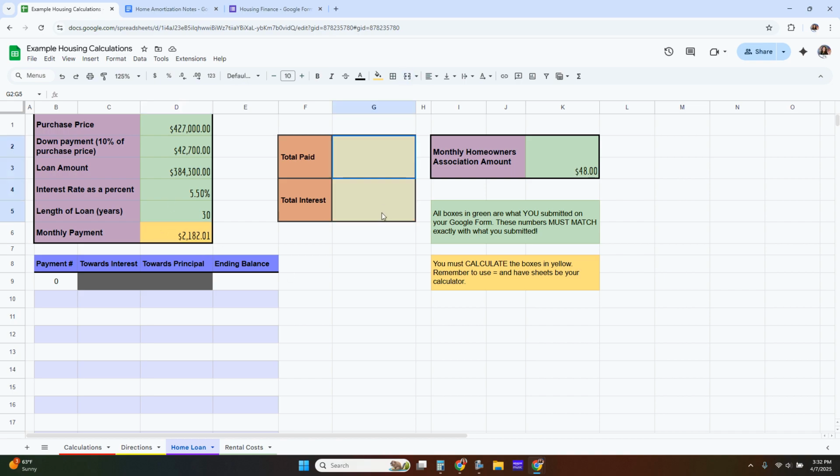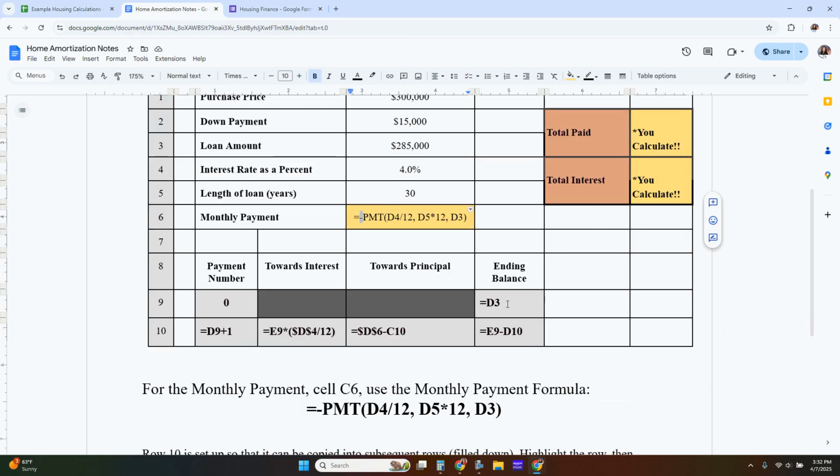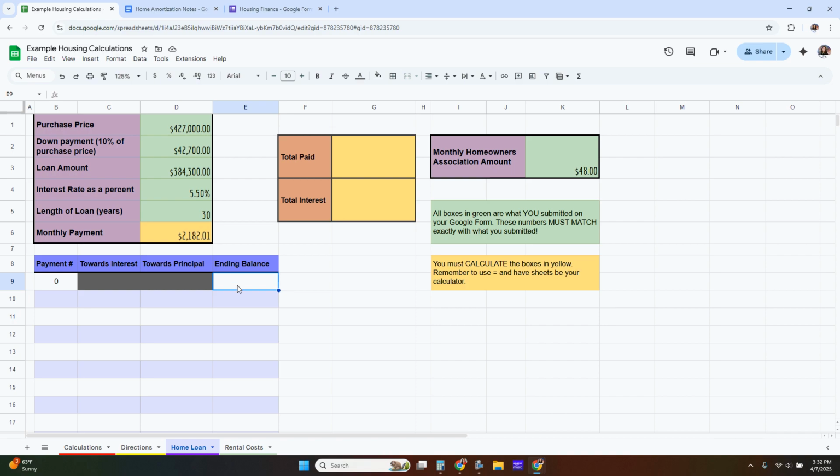All right, total paid and total interest. We're going to come back to that one at the end, but you can also refer back to your notes on how to calculate that. We're going to complete the rest of this amortization sheet. In payment 0, when I get my loan, what is my balance? I'm going to type in equals D3 into that section. So equals D3. I'm starting with a loan of $384,300.